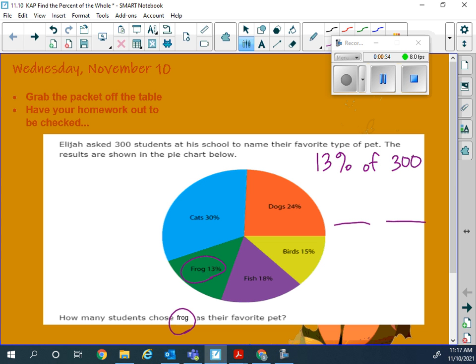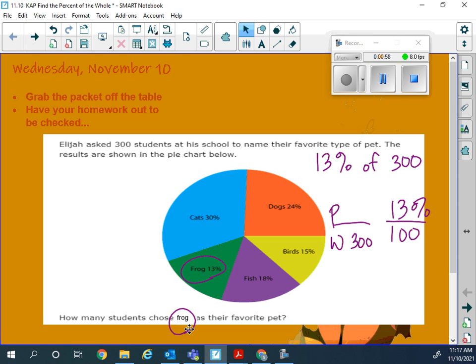We need to make a proportion, right? The proportion we learned, which is part over whole equals percent over 100, okay? So where does 13% go? Where the percent is. Where does of 300 go? Is that the part or a whole? Whole. That is a whole, so that's going to go down here, okay?